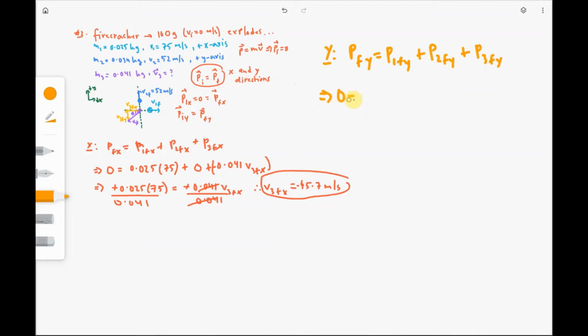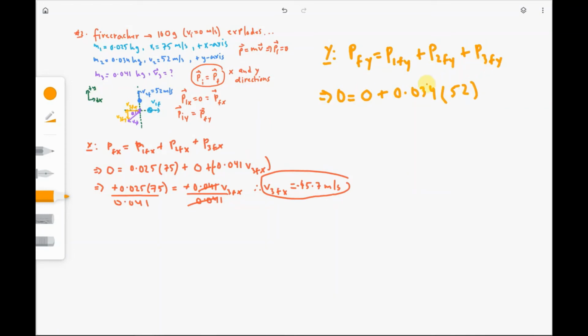Like before, what is the y component of momentum of the first part? The first part had velocity only in the x direction, so the momentum in the y direction for that is also 0, plus V2F was a completely y velocity, so the momentum would be the mass of part 2, which is 0.034 times the velocity in the positive y direction, which is 52.